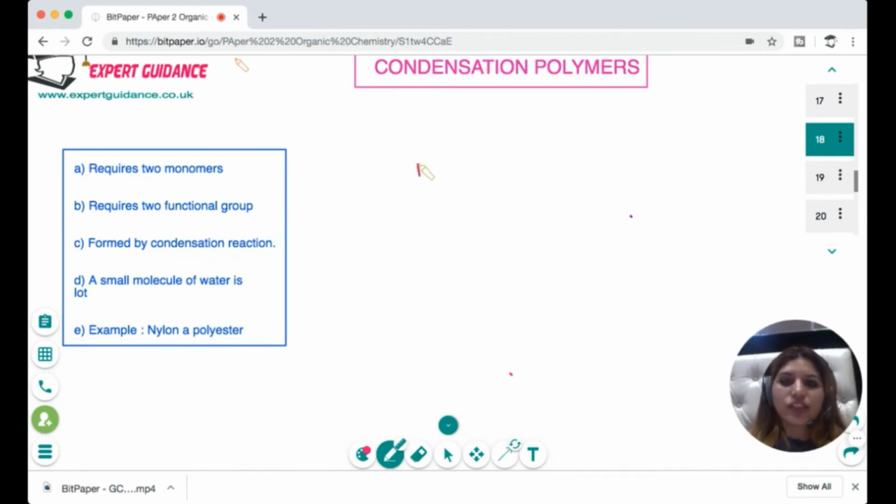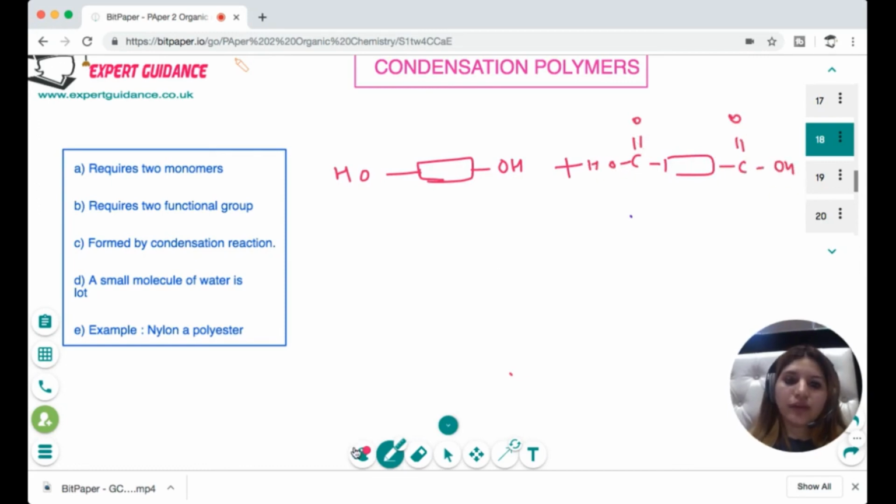It requires 2 monomers and 2 functional groups. For example, we have this molecule. We are representing it with a box as a schematic representation, with an OH at both ends, and the other molecule has C double bond O, OH at both ends. Now, when we put them together, we will remove a molecule of water by a condensation reaction. So the hydrogen will be lost here and the OH will be lost here.